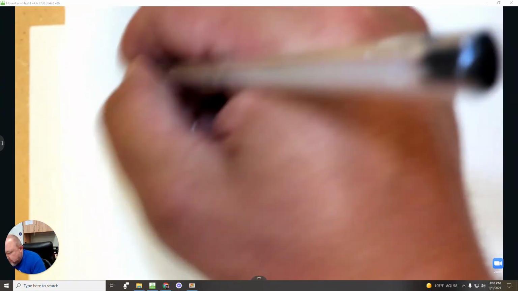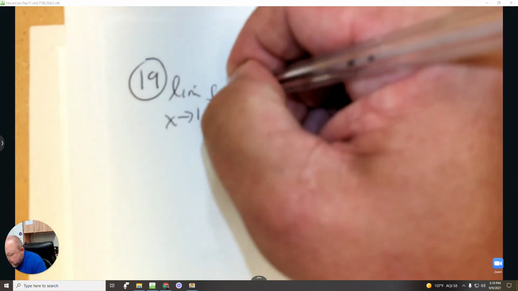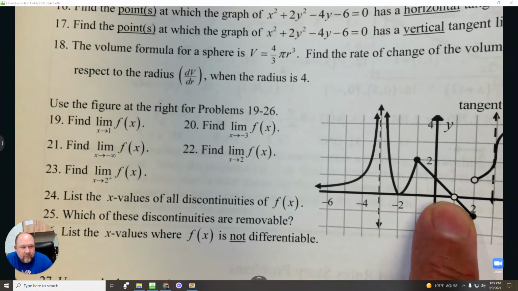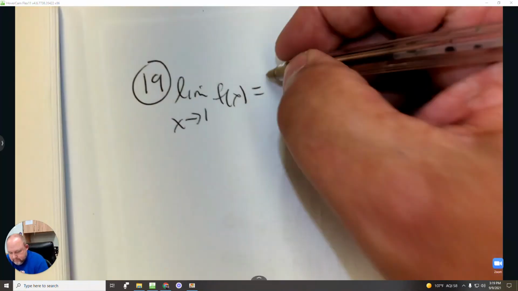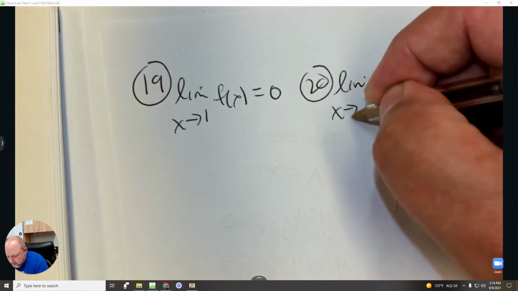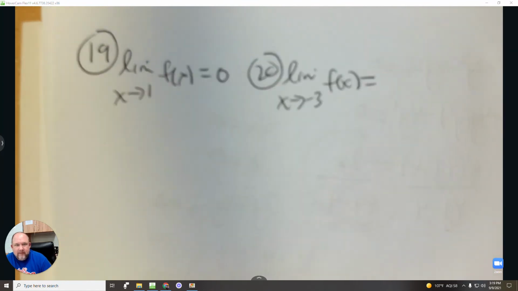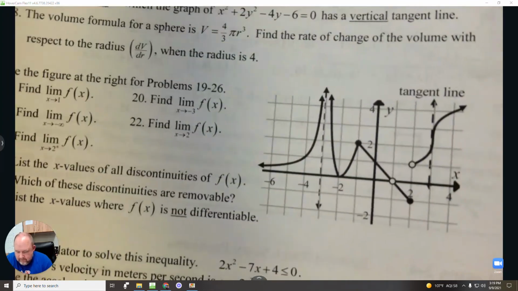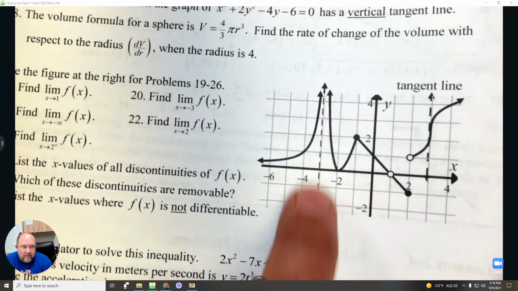So these questions are looking off a graph, so we'll just do it. I'm going to write down the question, the limit as x approaches 1 of f at x, and then I'll look off the graph. So find 1. So the limit there is the y value of the hole, so it's 0. For number 20, the limit as x approaches negative 3. You should try it first, right? And then press play. So find negative 3. So the answer there could be infinity or doesn't exist.